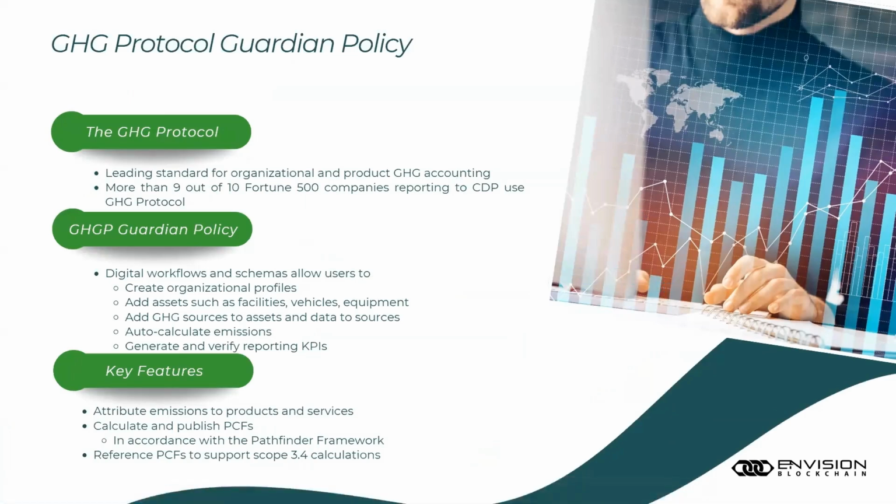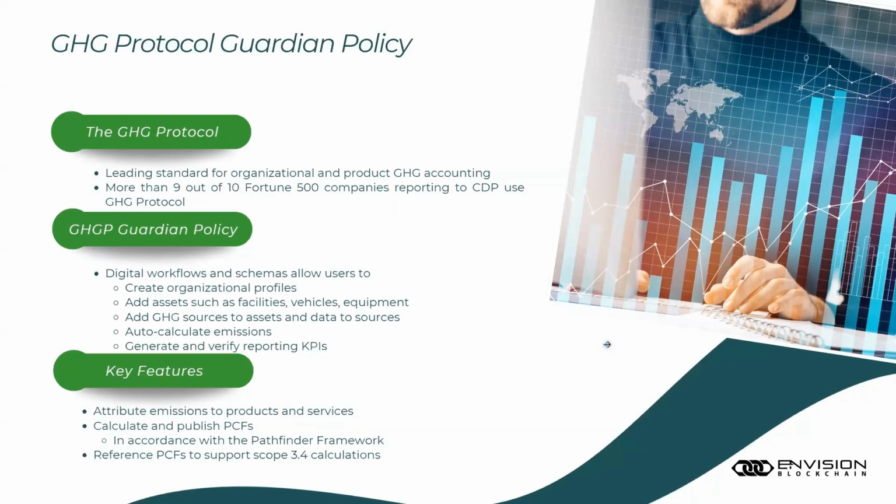The GHG Protocol is the leading standard for organizational and product greenhouse gas accounting. More than 9 out of 10 Fortune 500 companies that report to the CDP use the Greenhouse Gas Protocol. The GHGP Guardian policy utilizes digital workflows and schemas to allow users to create organizational profiles, assets and facilities, vehicles, equipment, add GHG sources to the assets and add data to the sources, auto-calculate emissions, and generate and verify reporting KPIs.